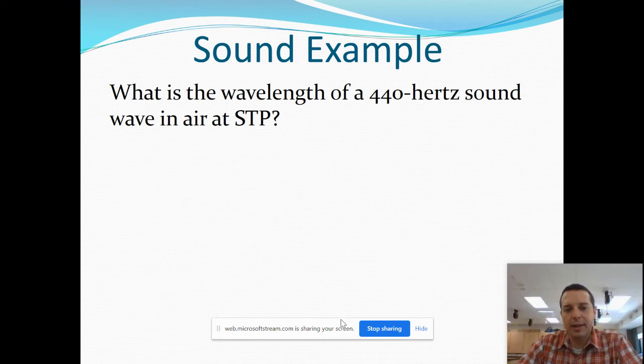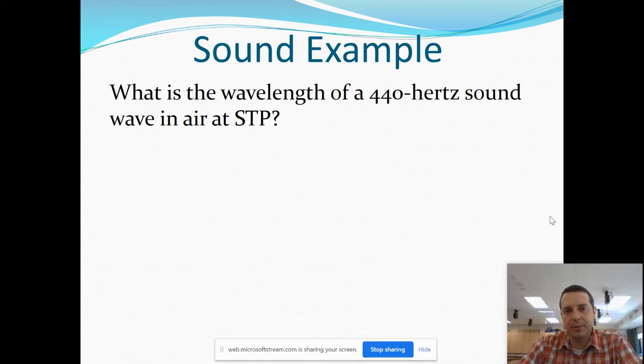So what we're going to do right now is try a couple of examples of how the speed of sound affects frequency and wavelength. This example is not in your notes, but I would like you to have a piece of scrap paper out, and you can pause the video if you need to. Grab a piece of scrap paper and follow these next two examples.